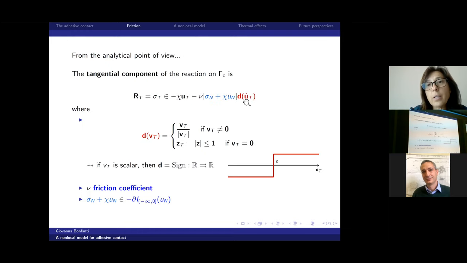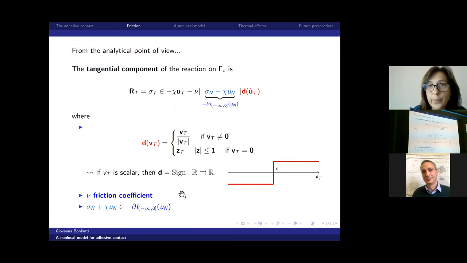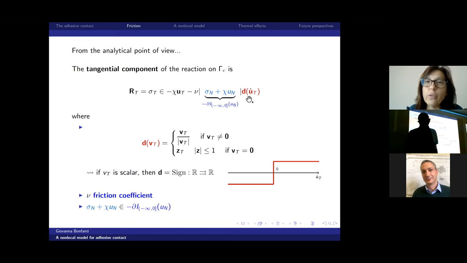I just underline a crucial point from the analytical point of view. The problem is exactly here, in the sense that this quantity, which you can read here, is an element in a subdifferential. So we have here a product between two multivalued operators, and this fact is a very hard analytical difficulty.